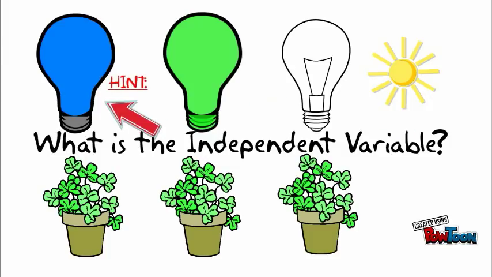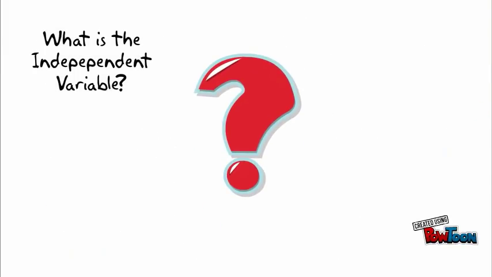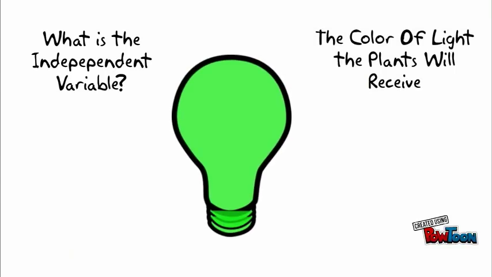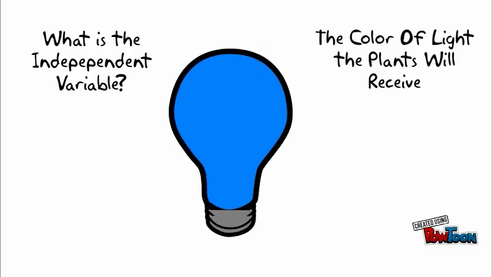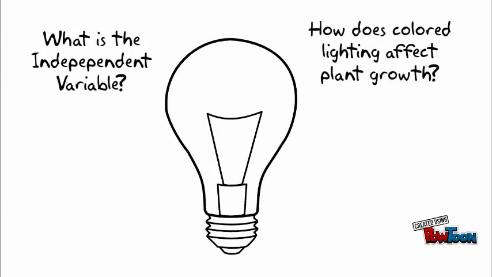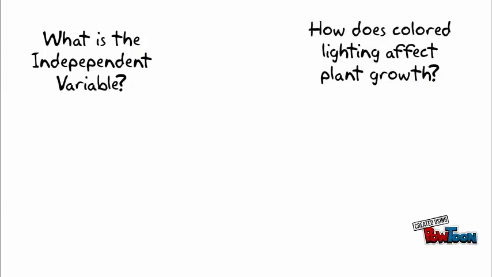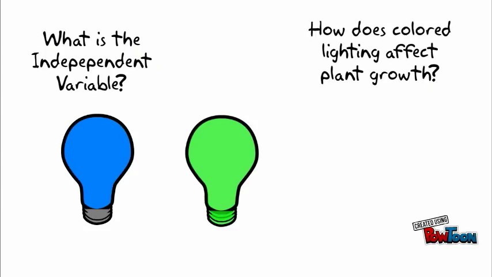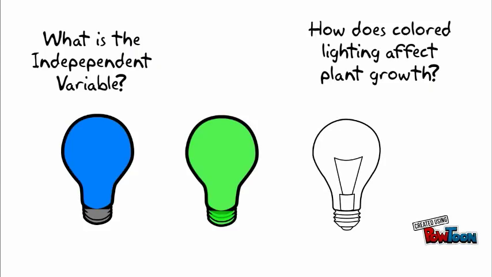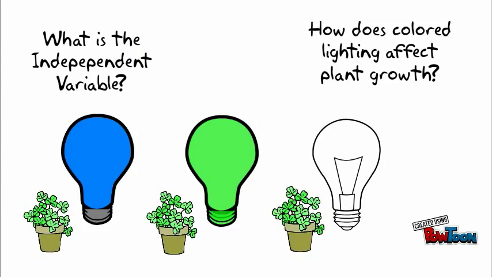The variable you are choosing to manipulate or change. The one thing you are going to change to see how it affects plant growth. If you said the color of light the plants will receive, then you are spot on. Your question, how does colored lighting affect plant growth, contains the independent variable, the one thing you plan to vary to see how it affects plant growth.